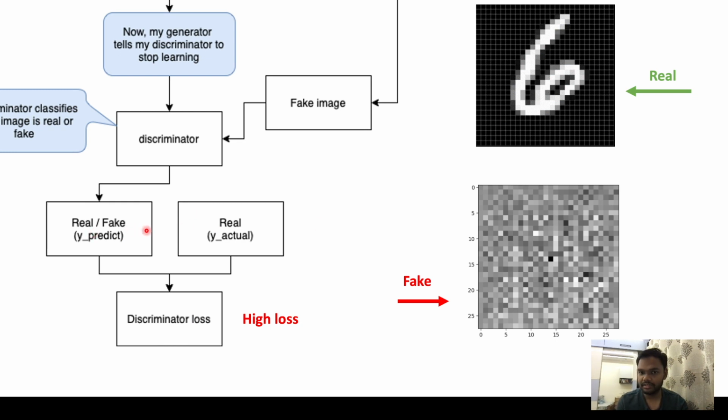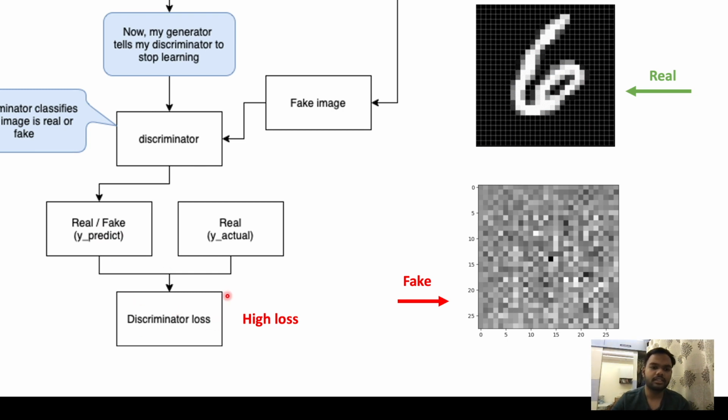This might be a little confusing. Try to rewind back and listen to this again. That's very simple once you understand it. Okay, so now I have my y predict, y actual. Using both of these values, I can easily calculate my discriminator loss.